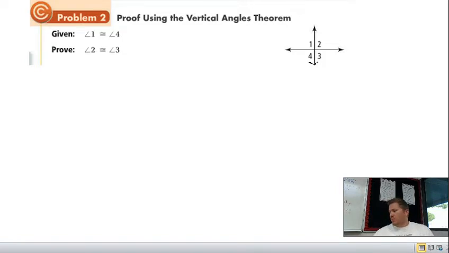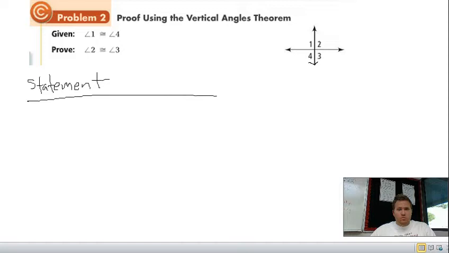Alright, last problem, problem number 2. You're going to have 2 right here. We are going to prove using the vertical angles theorem. We are given that angle 1 is congruent with angle 4, and we want to prove that angle 2 is congruent to angle 3. So we are going to set up our 2-column proof. We're going to have statements right here, and then we're going to have our reasons right here.